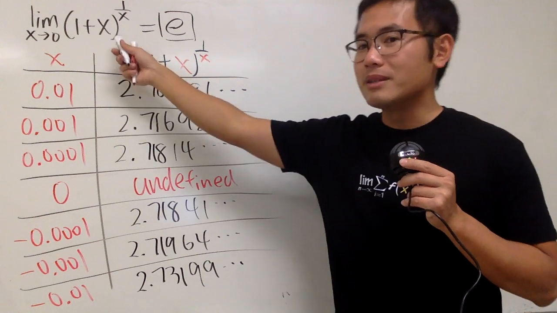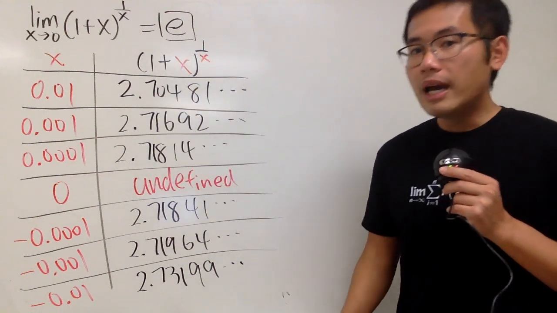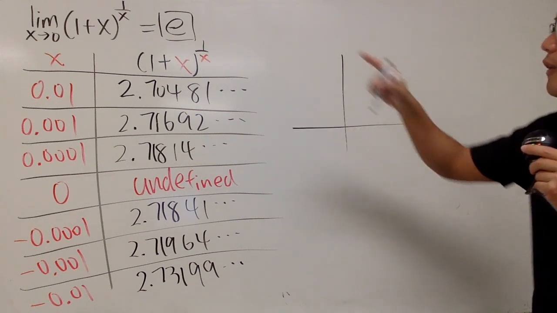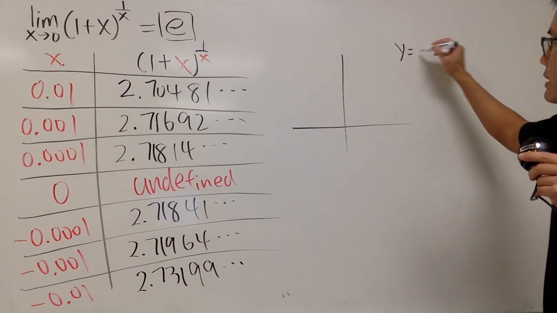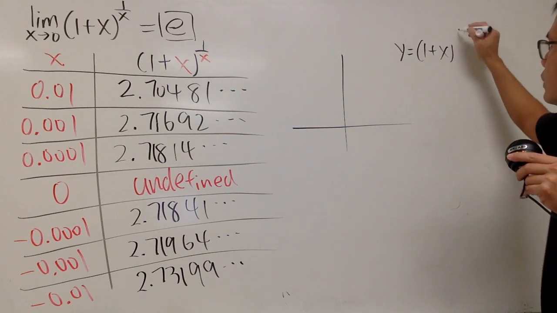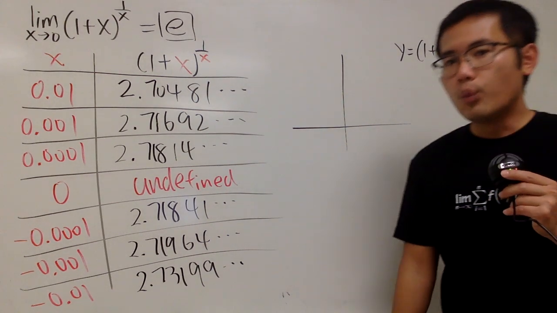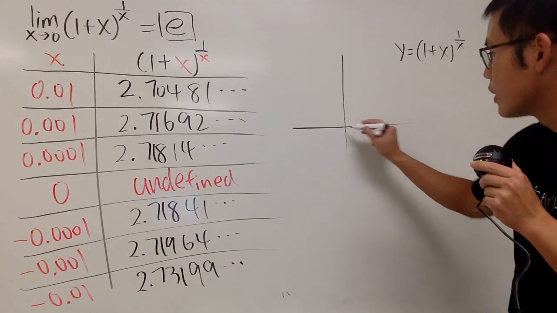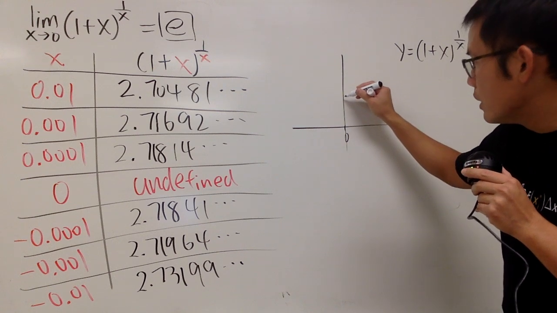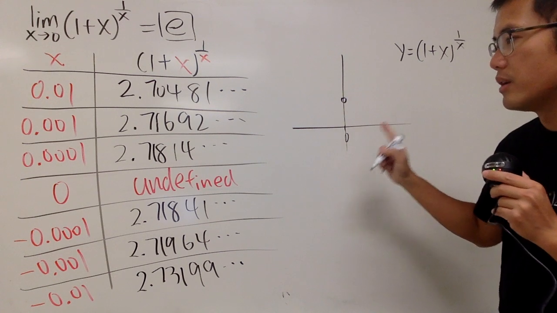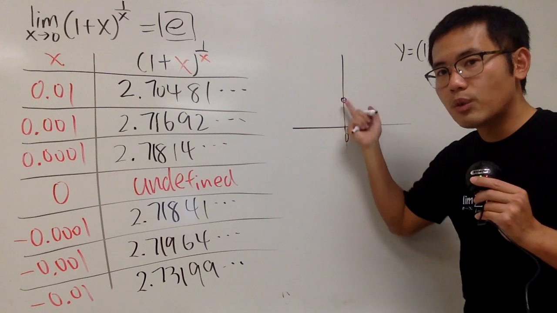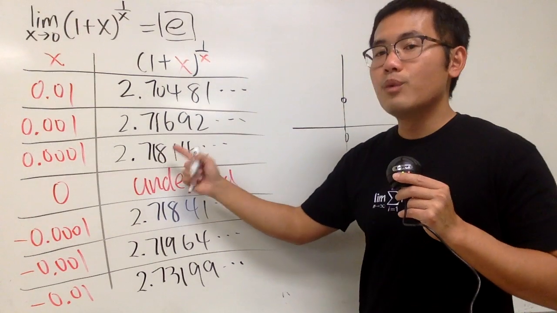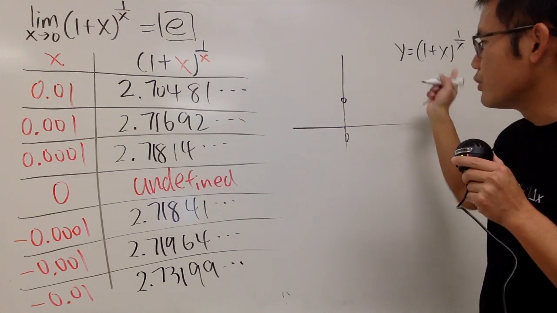Later on, we'll talk about this without using a calculator. If you would like, you can also take a look at the graph of that. Suppose you're graphing y equals (1 + x) raised to the 1 over x power. When x is exactly 0, we get undefined, so when x is 0, we will have an open circle right here. And where is the y value here? Well, it's e, which is about 2.718.